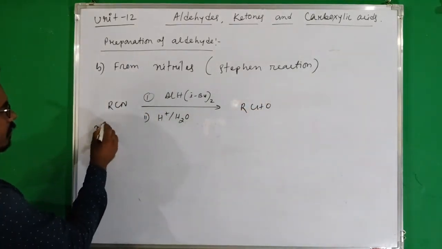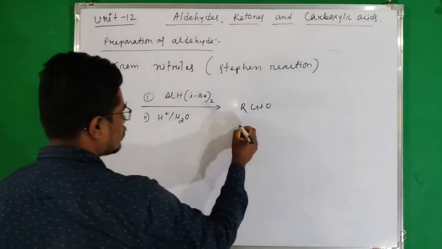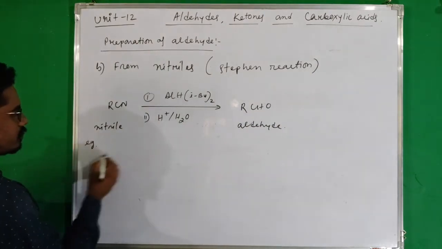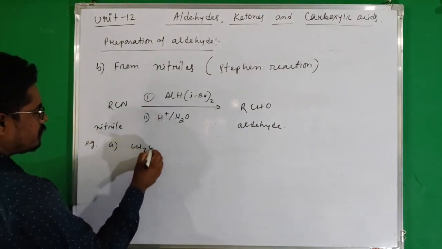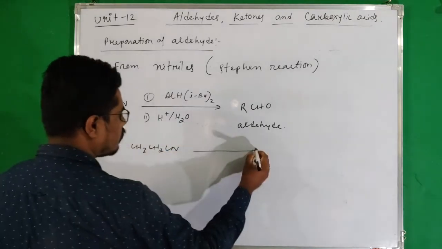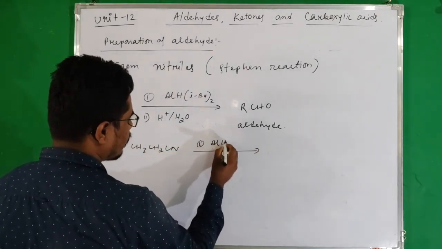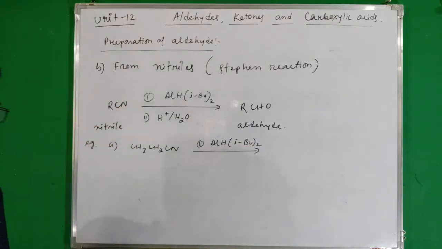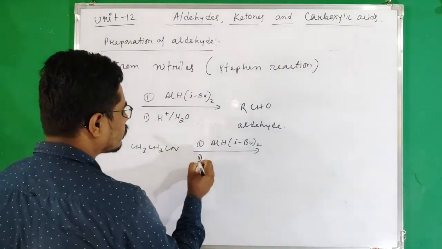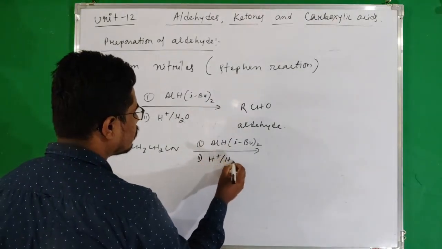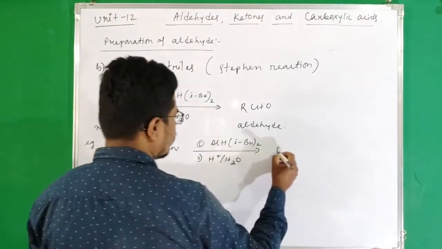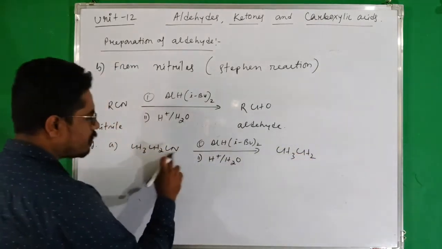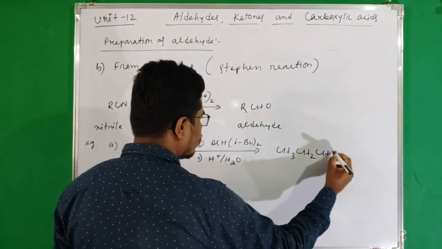Okay, this one is nitrile and this one is aldehyde. For example, suppose we have CH3CH2CN. At first we are using diisobutyl aluminum hydride. In the second step the intermediate product is hydrolyzed, and then the result is CH3CH2, and this part will convert into CHO.